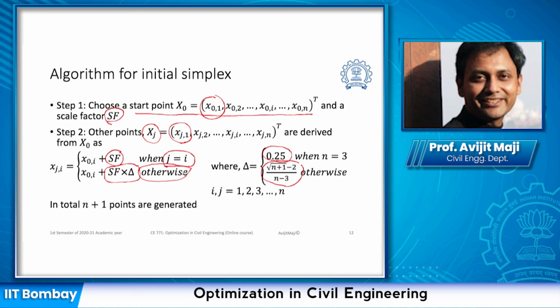So in this method, we are going to generate a total of n plus 1 points. This is going to give us n points, and we already have 1 point as this. So a total of n plus 1 points. With these n plus 1 points, we are going to look into the detailed algorithm.